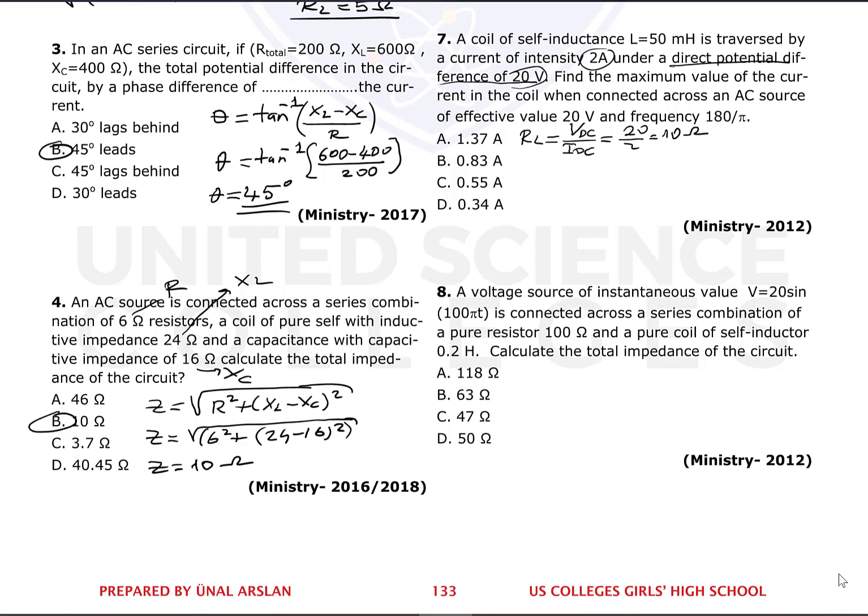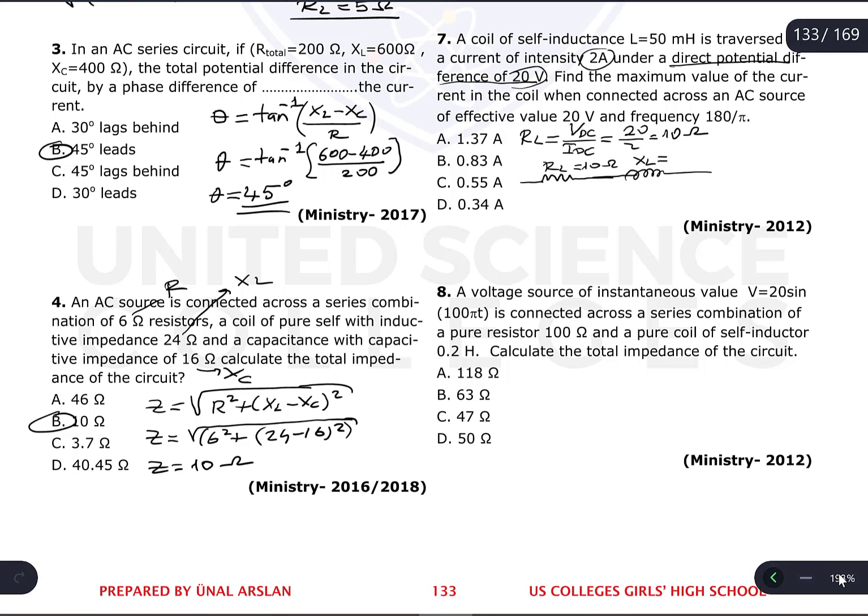This coil is not pure, as you see. Then it's going to be connected to an AC source. So now let me draw it with resistance RL of 10 ohm and of course a coil of inductance. Inductance is given, but the inductive impedance must be calculated because when we connect an AC source, inductive impedance appears.